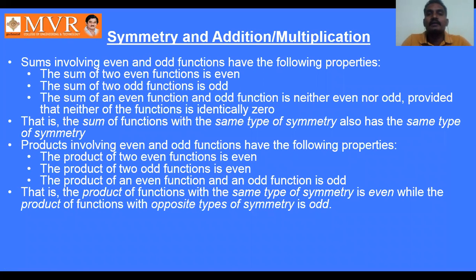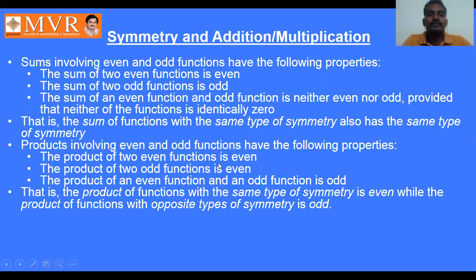Next, symmetry and addition or multiplication. Sums involving even and odd functions have the following properties. The sum of two even functions is even. The sum of two odd functions is odd. The sum of an even function and an odd function is neither even nor odd, provided that neither of the functions is identically zero. That is, the sum of functions with the same type of symmetry also has the same type of symmetry.